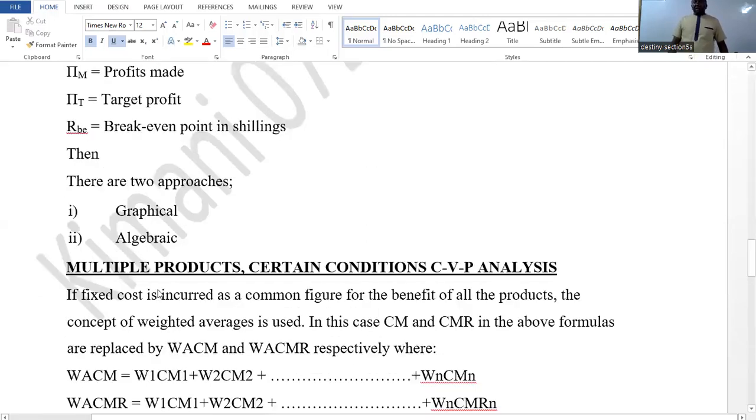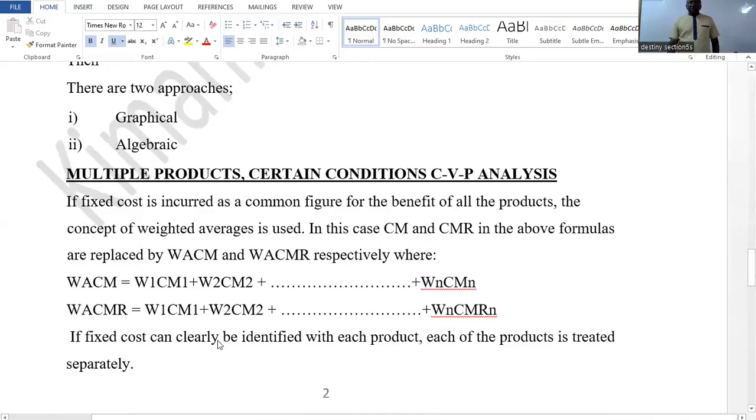Multiple products is a situation where you are selling more than one product, but the conditions remain known. In this case, we use the concept of weighted averages. In using the concept of weighted averages, this is how we revise. We will be doing a question. Maybe that's when it will make sense. For now, it just looks abstract.